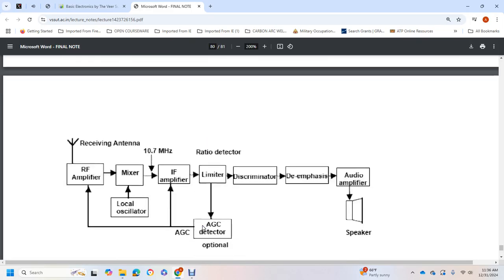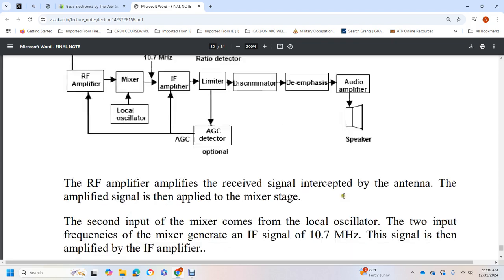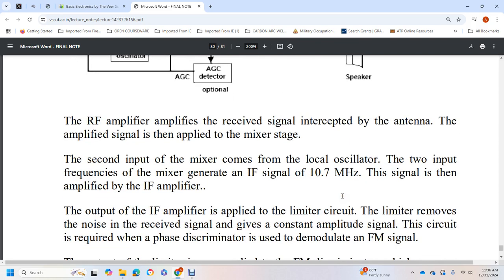The FM receiver block diagram shows the radio frequency amplifier, mixer, 10.7 megahertz IF amplifier, local oscillator, limiter, discriminator, de-emphasis, audio amplifier and speaker, with an optional AGC detector. The radio frequency amplifier receives the signal intercepted by the antenna. The amplified signal is then applied to the mixer stage. The second input of the mixer comes from the local oscillator. The two inputs of the mixer generate an IF signal of 10.7 megahertz.